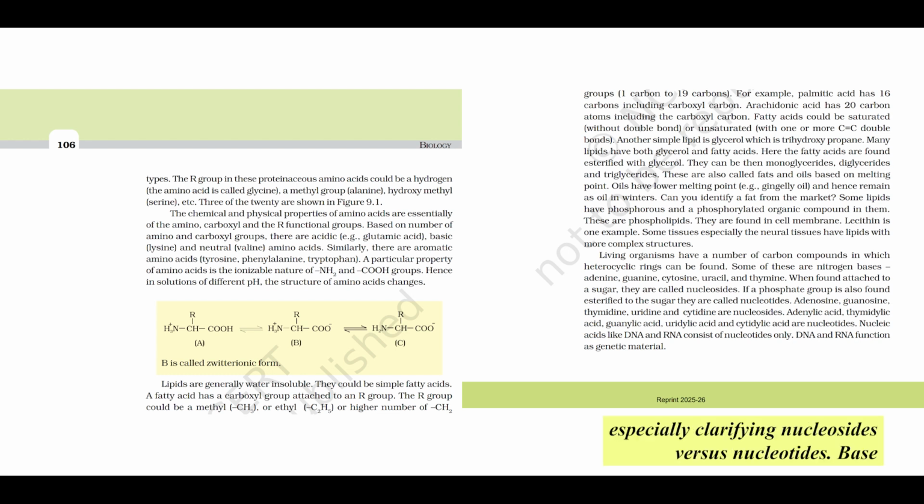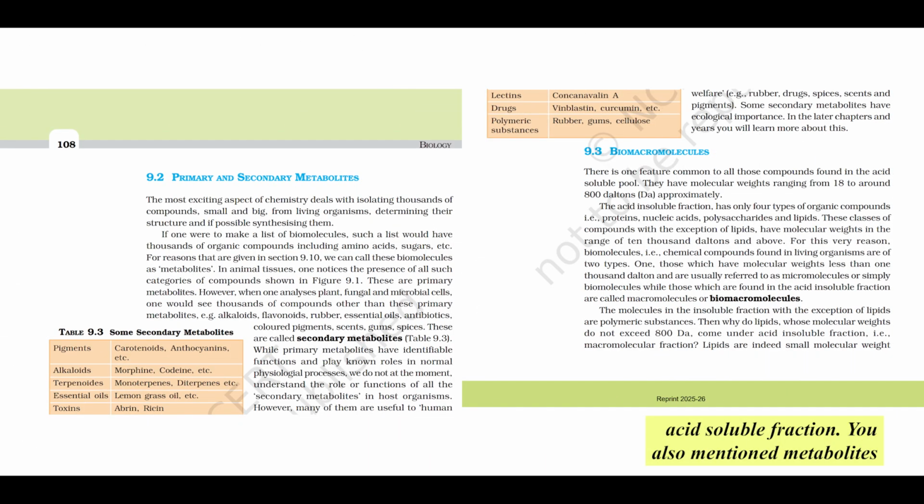That was incredibly helpful, especially clarifying nucleosides versus nucleotides. Base plus sugar is the side, add phosphate and it's the tide. Got it. So I see how these are the small building blocks found in that acid-soluble fraction. You also mentioned metabolites earlier, primary and secondary ones. Could you explain that distinction? And how does this connect to the macromolecules you mentioned, the big stuff in the acid-insoluble fraction?